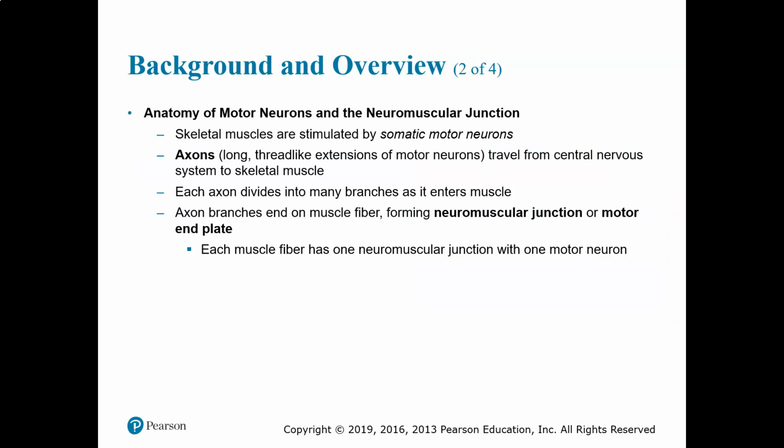All right, so motor neurons are the neurons, or nerve cells, which stimulate the skeletal muscles. They're called somatic motor neurons, because somatic refers to the skeletal muscle system. They consist of axons that travel from the central nervous system to the muscles. That could be from the brain or spinal cord to the skeletal muscle. And each axon will branch as it enters the muscle. The axon branches that end on muscle fibers form what we call a neuromuscular junction or motor end plate. Each muscle fiber has one neuromuscular junction and one motor neuron. One motor neuron, one muscle fiber, one neuromuscular junction.